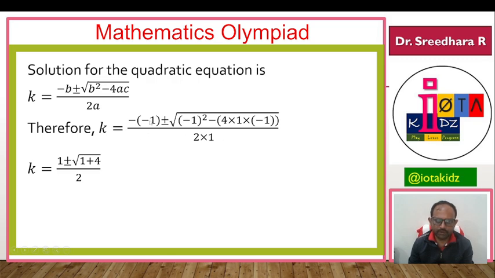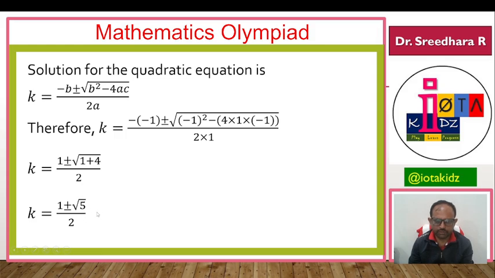After simplification, minus into minus is plus 1, plus or minus square root of minus 1 whole square is 1, minus 4 into minus 1, minus into minus is plus 4, whole divided by 2 into 1 is 2. So then k is equal to 1 plus or minus root 5 whole divided by 2. So we have two solutions for the value of k. One is k is equal to 1 plus root 5 divided by 2, and another solution is k is equal to 1 minus root 5 divided by 2.